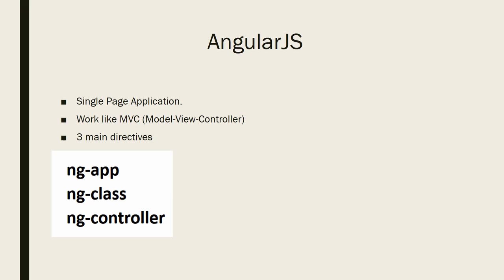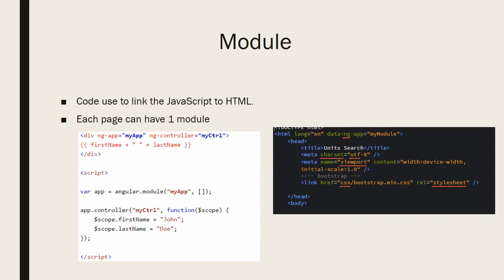ng-app is the main number 1 variable or the module for the whole app, the whole web page, sorry. And ng-class falls under the body, and ng-controller is the one that links to the JavaScript page. A module, like I said earlier, is an ng-app. You can see here, ng-app.